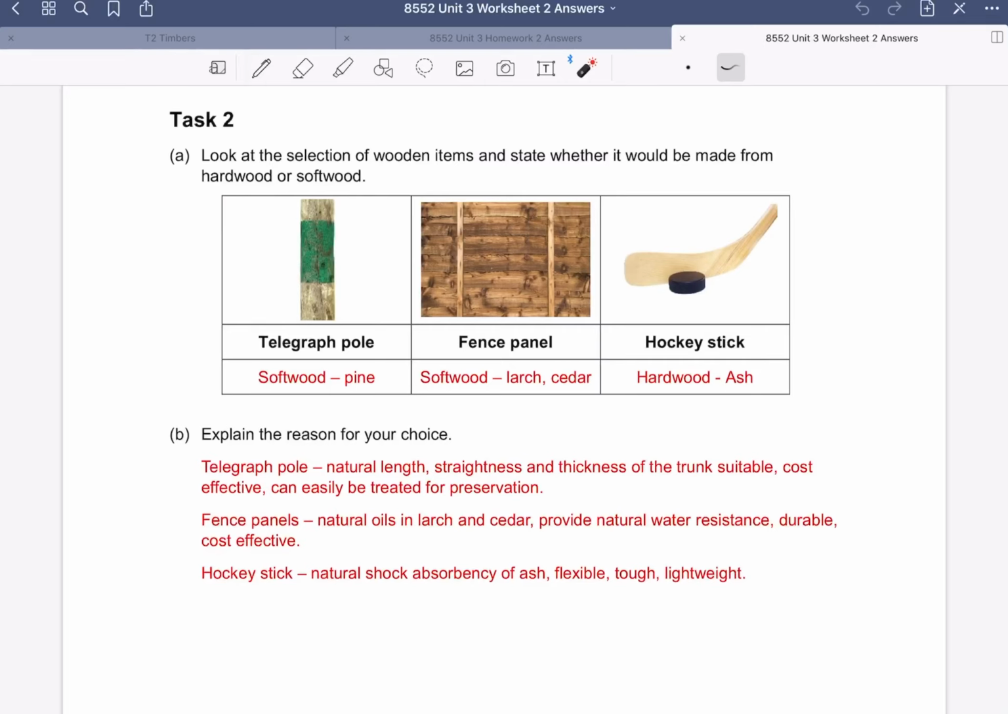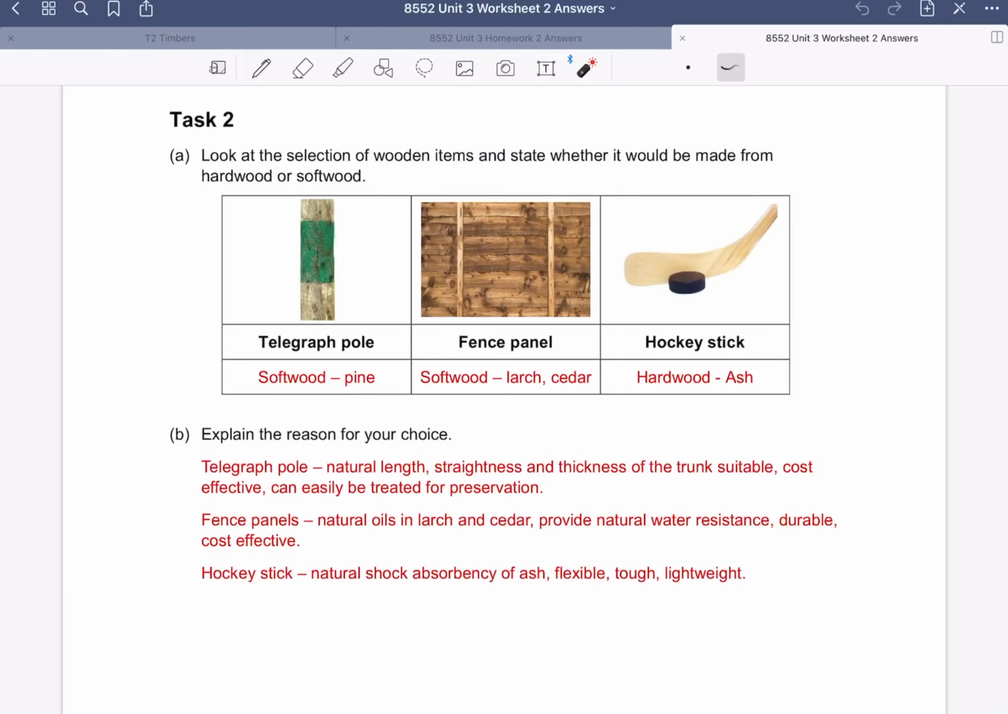Fence panels, as already mentioned earlier actually, cedar and larch have natural oils which actually help prevent this sort of natural degradation that's within them. Yes, obviously we generally come along and we'll add a coating of fence paint to them to keep them lasting longer, but they already have that natural preservative built into them, which is great.